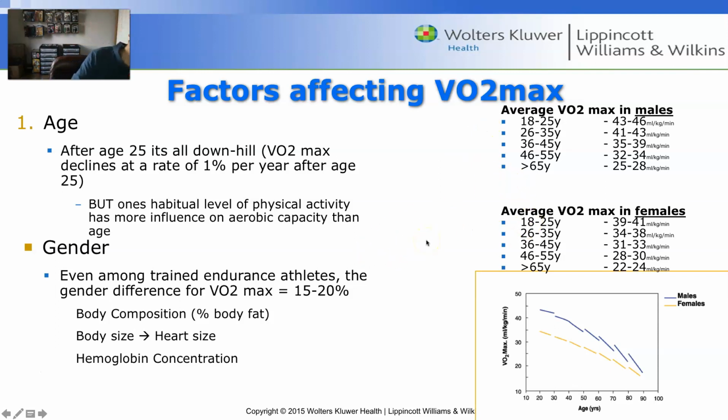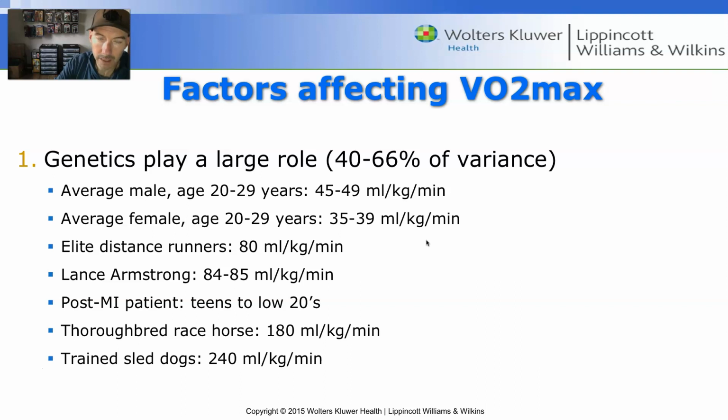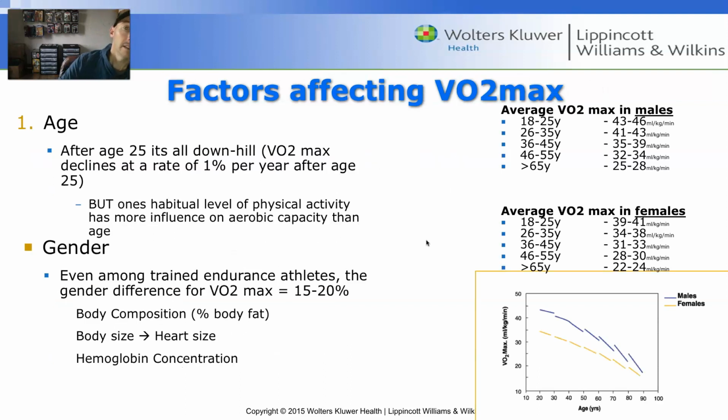Take-home messages. Some people are genetically inclined to having high aerobic capacity. Keep exercising as you get older because that'll help mitigate the loss in your VO2 max, and gender doesn't really affect it necessarily. It's really, again, how much physical activity you do, right? If you have a woman who runs all the time, she could have a higher VO2 max than a male who only runs some of the time.